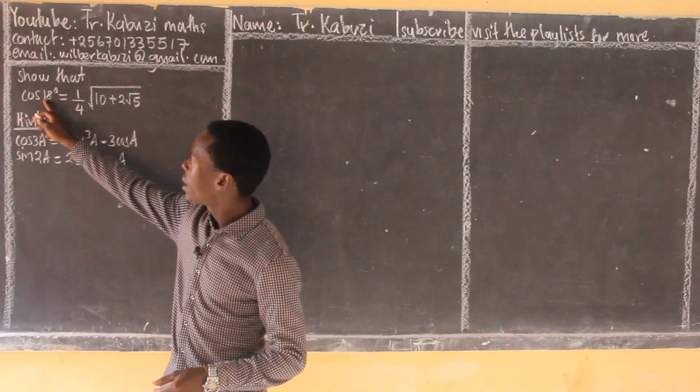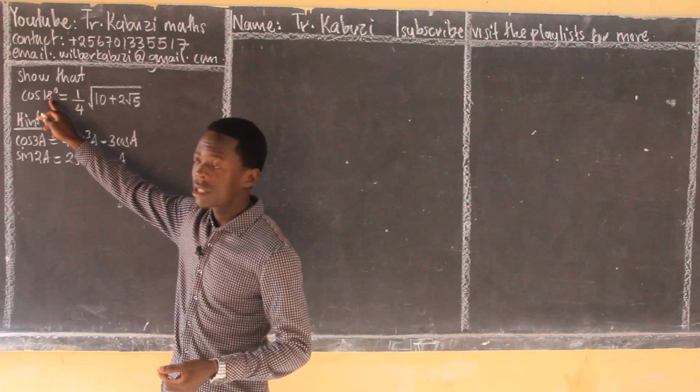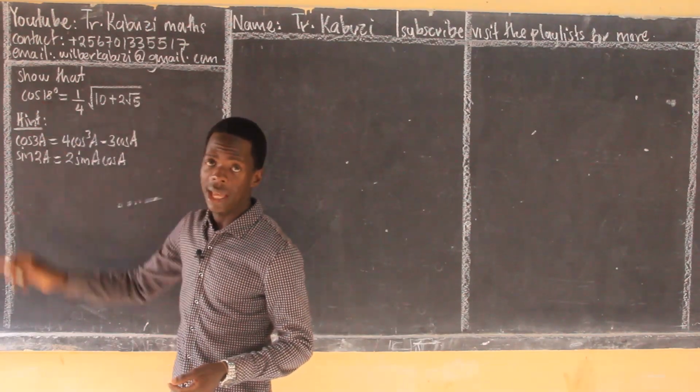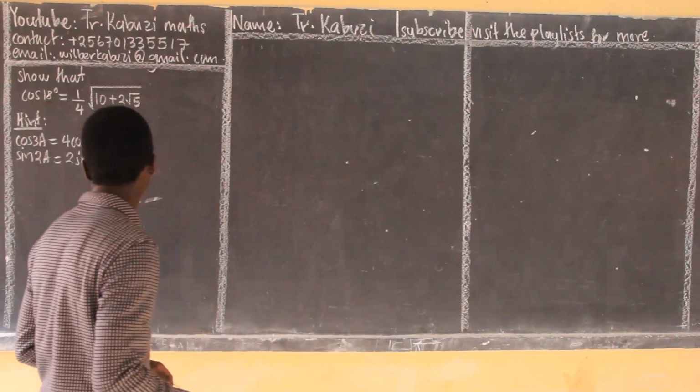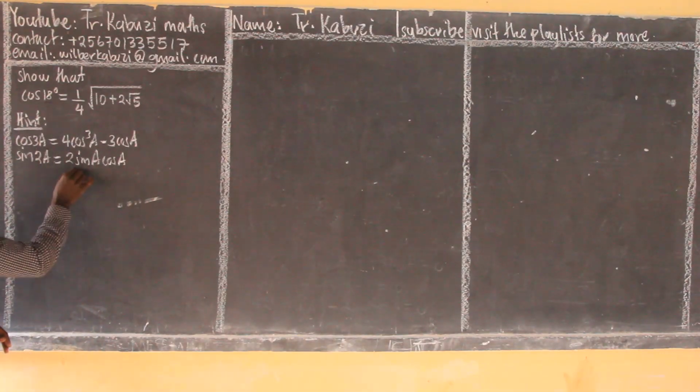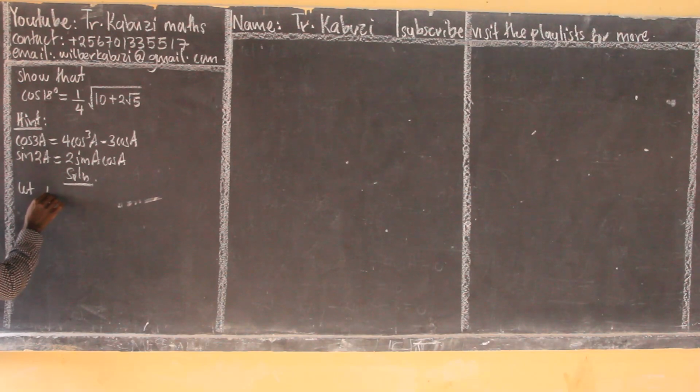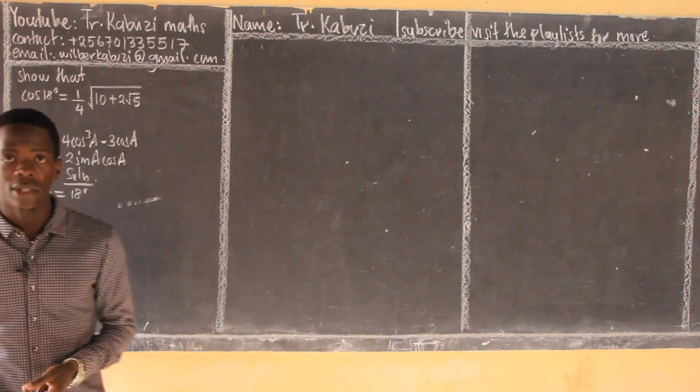What I'm going to start with is let any element of my choice be this 18 degrees. So the first step there, I'm going to say let A be 18 degrees. You can name it anything.